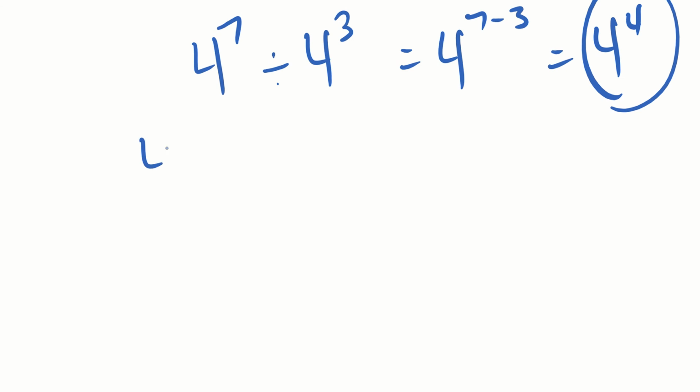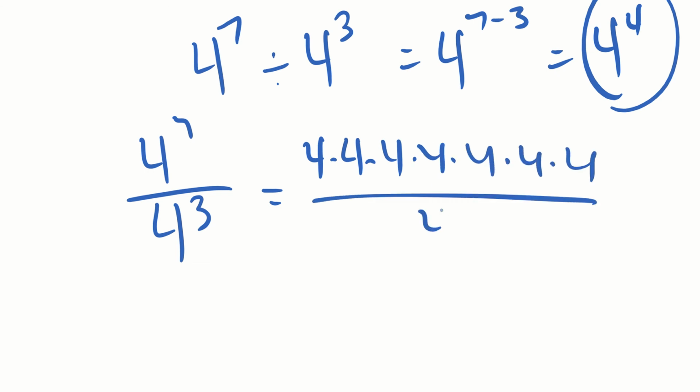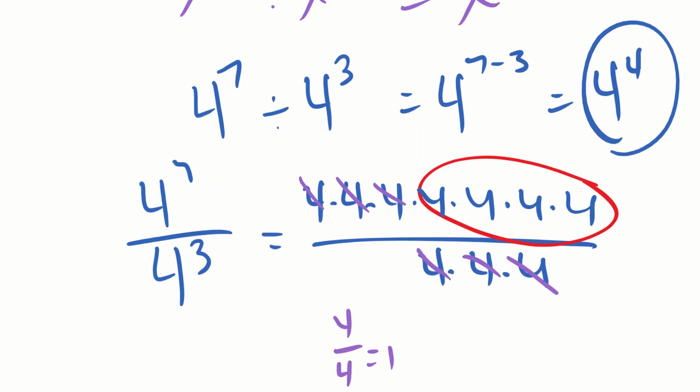Explanation, so 4 to the 7th over 4 to the 3rd, we can rewrite the division as a fraction. That means there's 7 4's on top and 3 4's on bottom. Well, every pair equals 1. Because we know 4 over 4 equals 1, so that pair equals 1, that pair equals 1, that pair equals 1. So what's left is 4 4's. So we say 4 to the 4th.